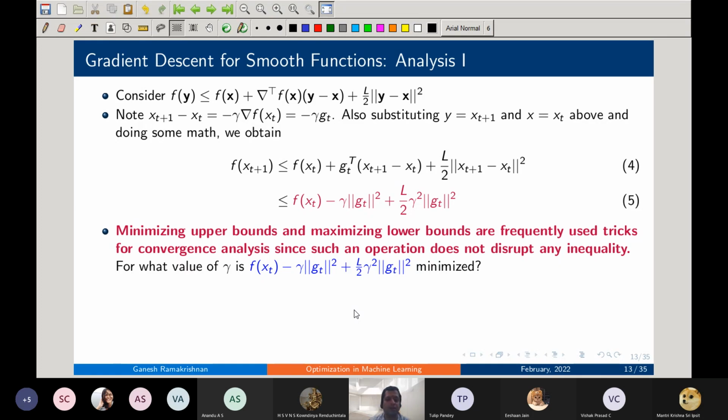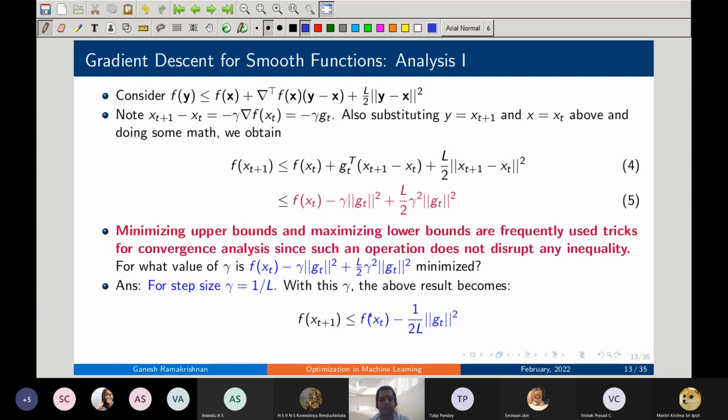Minimizing the upper bound and maximizing lower bounds, that's the other aspect, are frequently used tricks. So we have here resorted to minimizing the upper bound. We have already seen that the value here is gamma equals 1 by L. Let's substitute. Now this is interesting: f of x_{t+1} is less than or equal to f of x_t minus 1 by 2L times norm g_t squared.